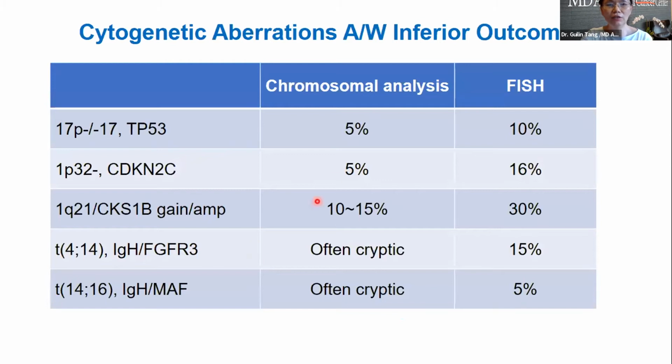And then here, you see the cytogenetic abnormalities associated with inferior outcome. The table is trying to show you the sensitivity of detection of the abnormality. One is by chromosome analysis, another one is by FISH. And you can see, like the TP53 deletion, the 1p deletion, 1q gain, FISH detects a much higher frequency, right? And then for the 4;14 translocation and 14;16 translocation, these two are very important and high risk. They are often missed by chromosome analysis, but are only detected by FISH. So FISH is so important.